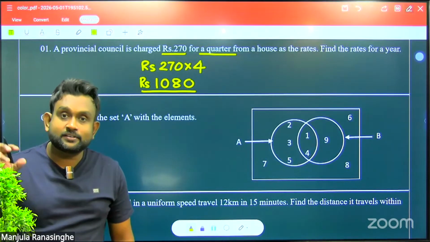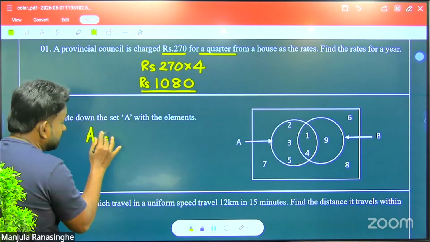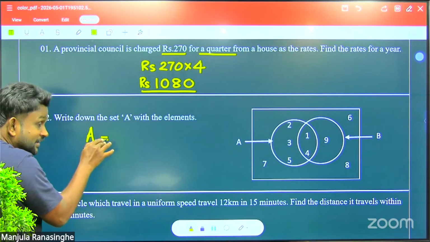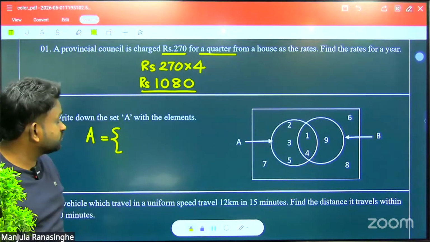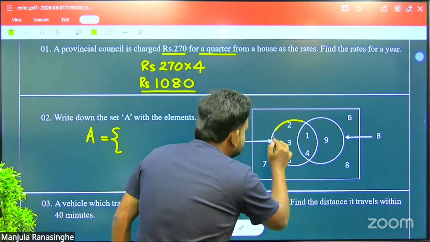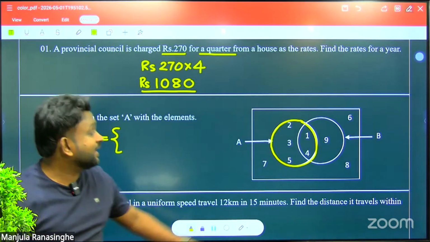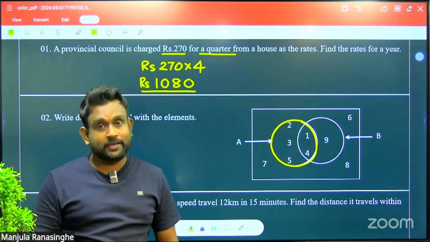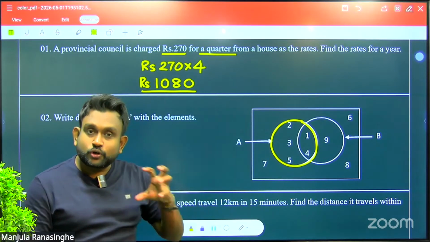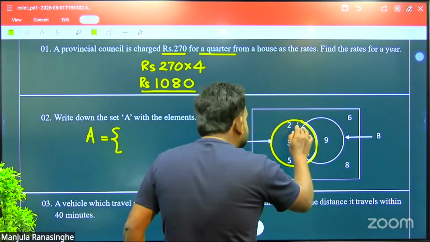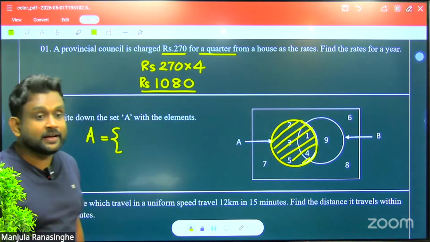The second question: we have to write down the set A with its elements. Normally when we are writing sets, we should indicate A equal to, with a capital letter, following the basic rules of set notation. An equal sign should be there, and then within the curly brackets we mention its elements. So this is the set A, and under A you need to mention everything. Some think that 1 and 4 don't belong to A. Why? They belong to both A and B, no problem. If you consider the set A, it means everything inside this circle.